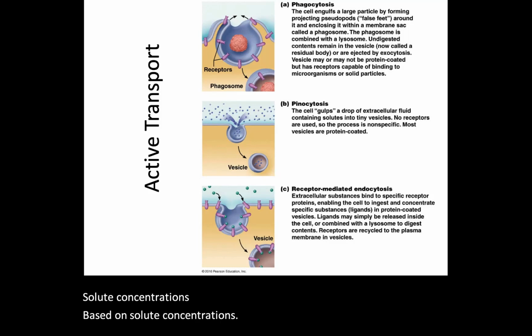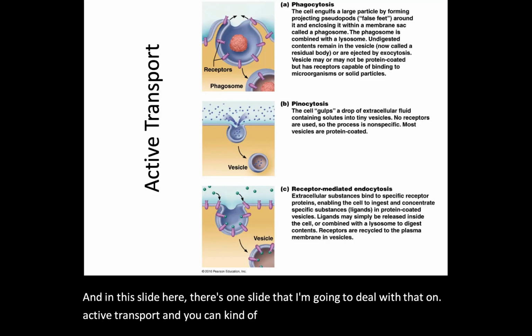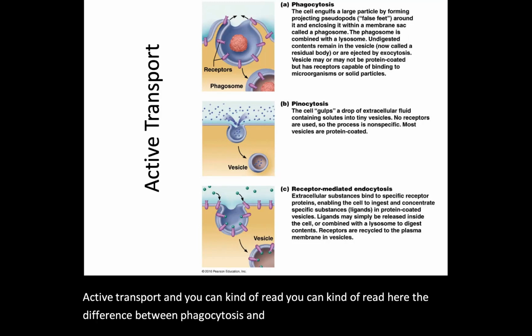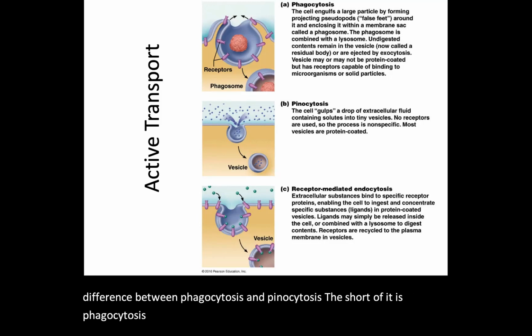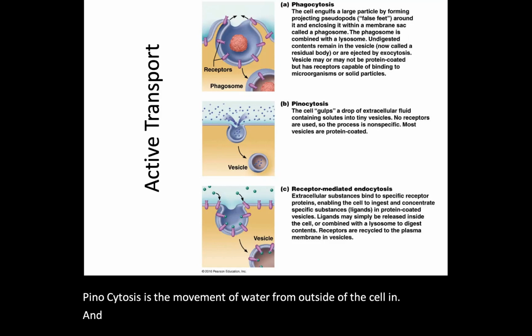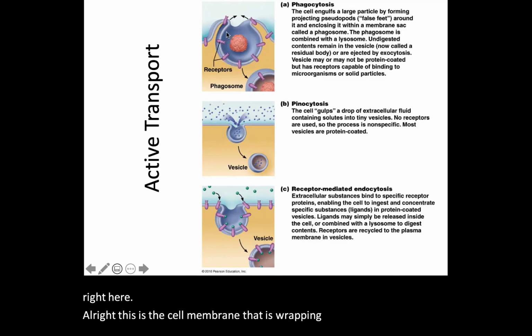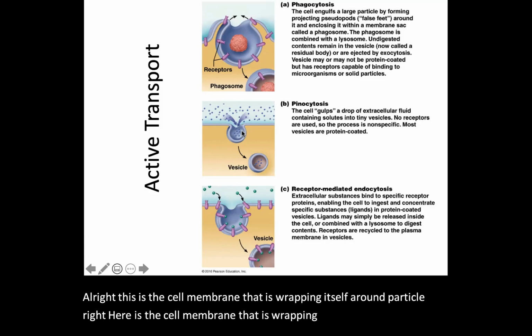And then there's one slide that I'm going to deal with on active transport. You can kind of read here the difference between phagocytosis and pinocytosis. The short of it is phagocytosis is bringing in some kind of solid material from outside of the cell to in. Pinocytosis is the movement of water from outside of the cell in. And it does that, again, through the forming of vesicles. So you can see right here, this is the cell membrane wrapping itself around the particle. Here is the cell membrane wrapping itself around the droplets of liquid.